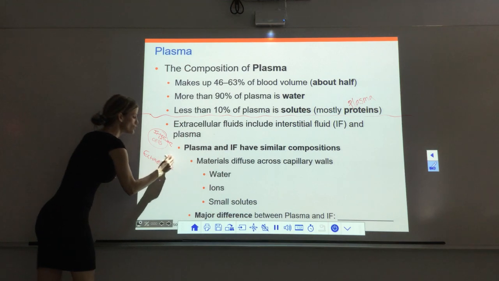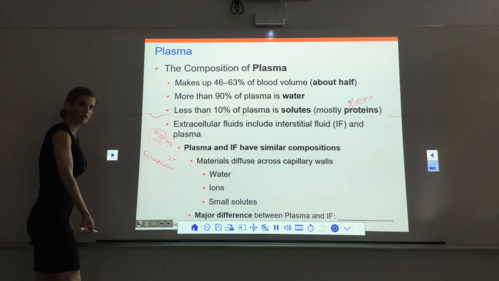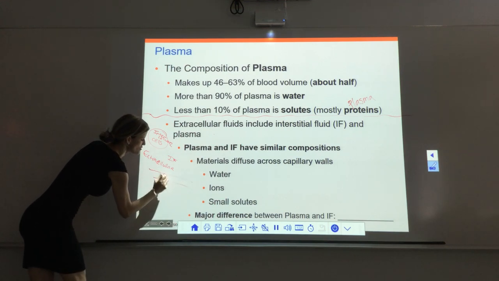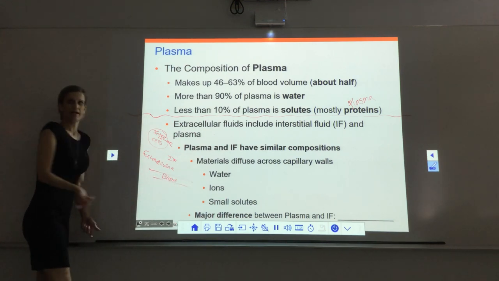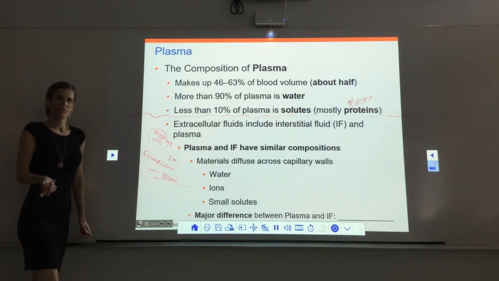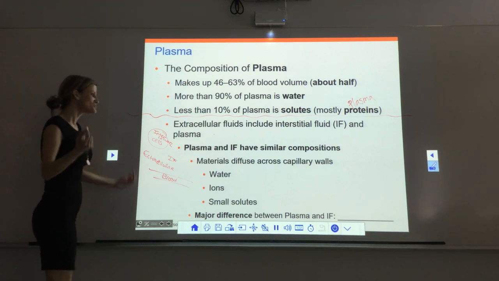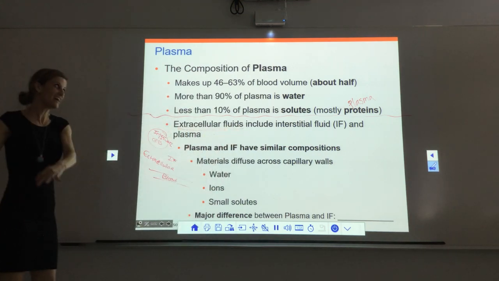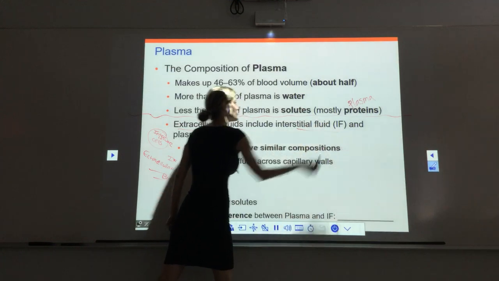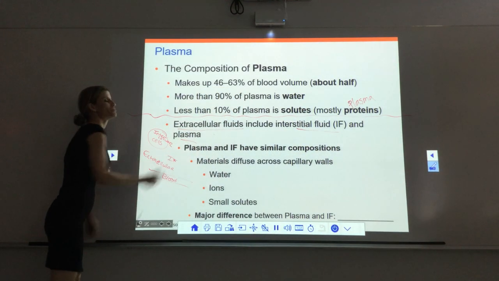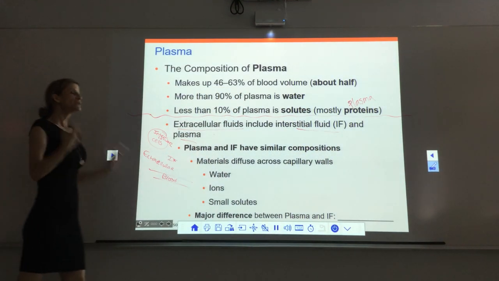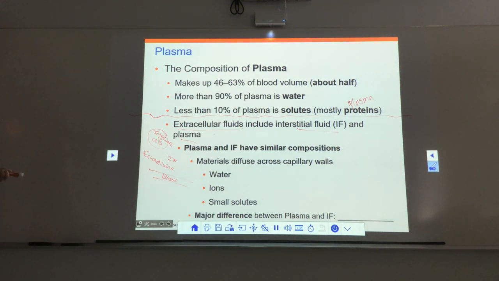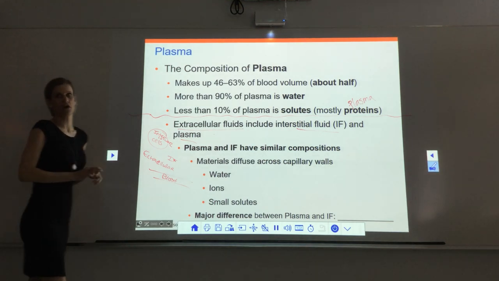Extracellular fluid includes the interstitial fluid that surrounds all of our cells, that's outside of a cell, and it includes the blood, because that's not inside of a cell either. Is that okay? Okay. So all extracellular fluids, the fluids that are outside of cells, include our interstitial fluid that surrounds our cells and our plasma that's in the blood. Now, when we look at these two extracellular fluids, plasma and interstitial fluid, they're very, very similar in composition.